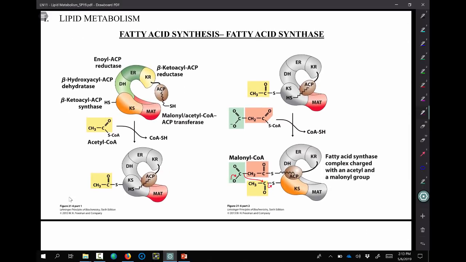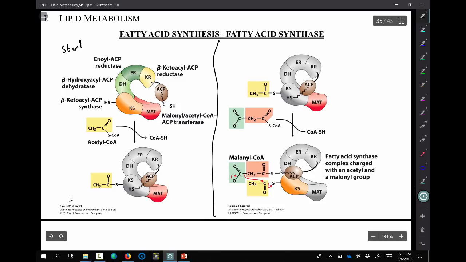Okay. So step 1 here. I'm going to cut this slide in half. Everything on the left would be essentially consistent with what we call step 1 of round 1. Now, step 1 is going to do this. It is going to load, I'm going to put little quotations around this, KS, with an acyl group.